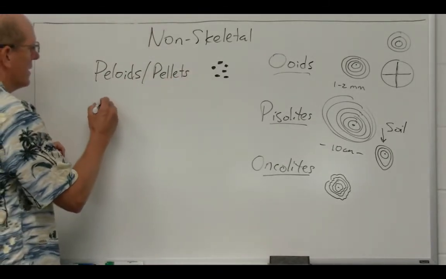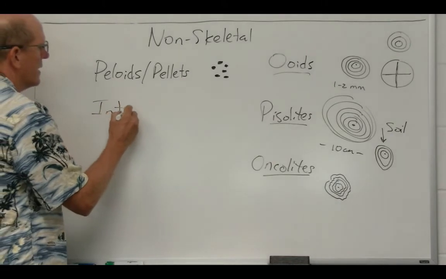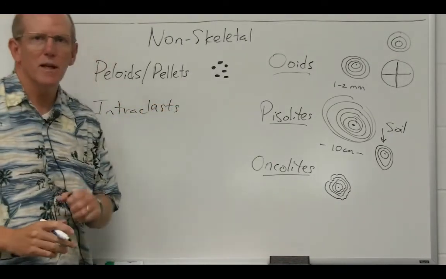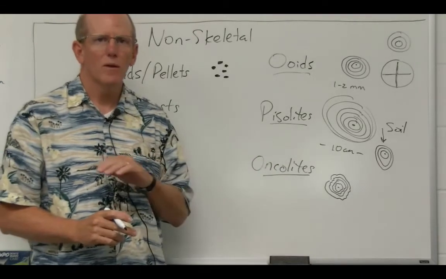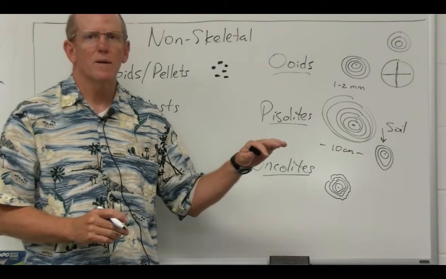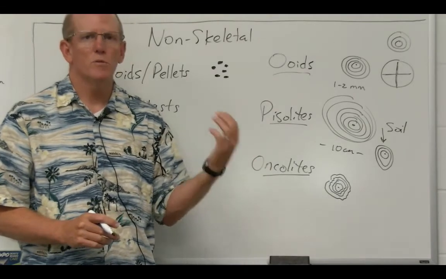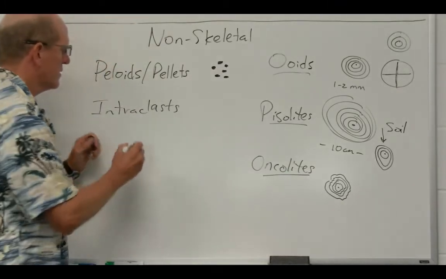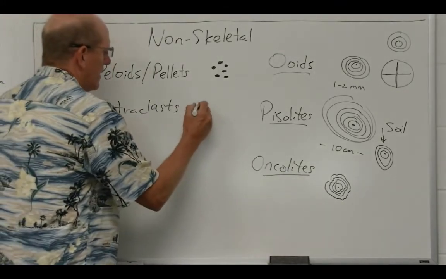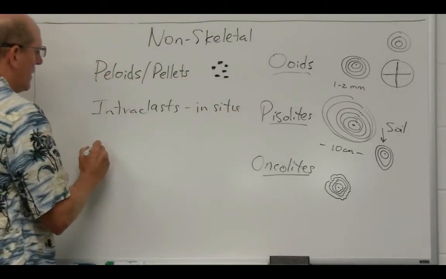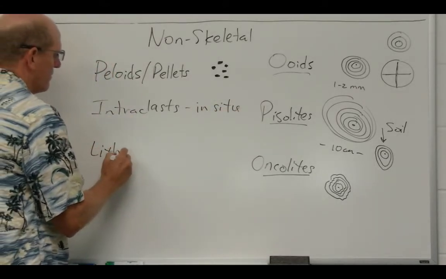And then we have some of the other things that we see. We have what we call intraclasts. If you can imagine a tidal flat, where the water is not very deep. We deposit some mud and then some carbonate silt over it. A storm comes through and rips that up and redeposits it in the same area. That would be an intraclast. So generally in situ.